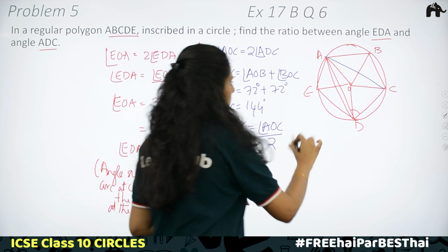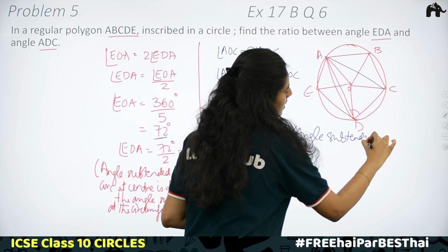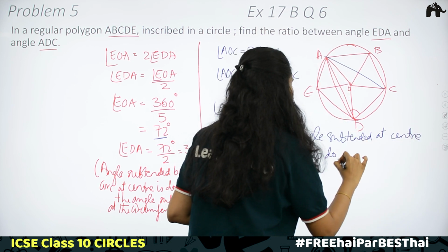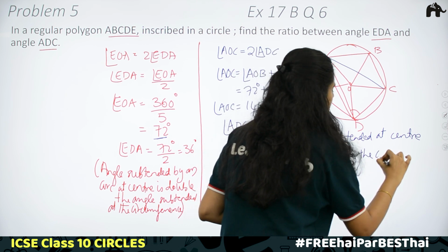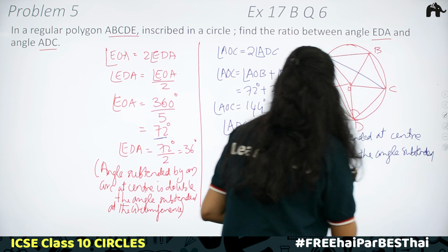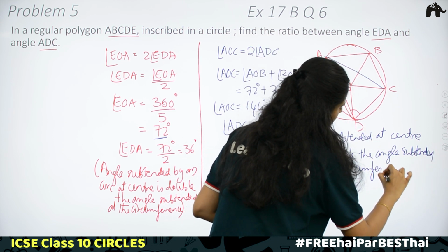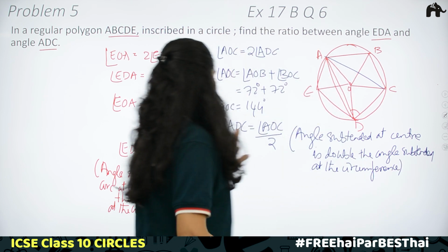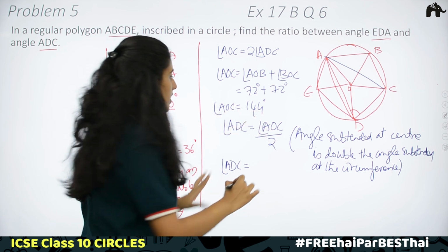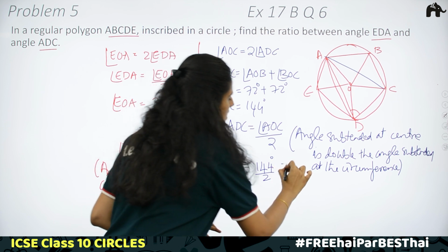Reason? Angle subtended at center is double the angle subtended at the circumference. Put the value, angle ADC will be equal to AOC, which is 144 degrees, divided by 2, which is 72 degrees.